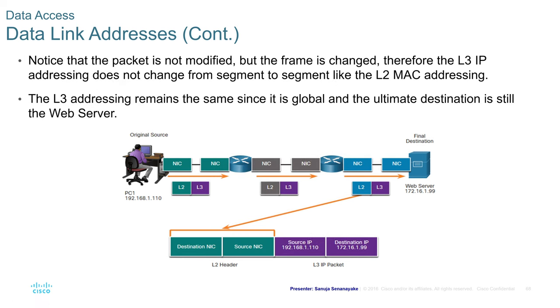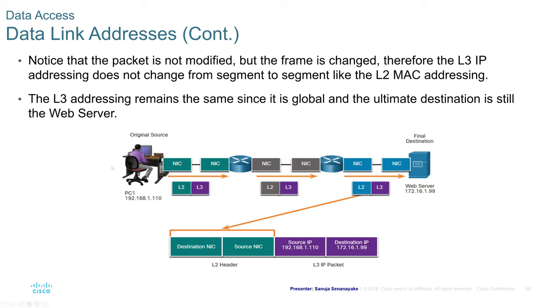Notice that the packet is not modified, but the frame is changed. Therefore, the layer 3 IP addressing does not change from segment to segment like the layer 2 MAC addressing. The layer 3 addressing remains the same since it is a global address and the ultimate destination is still the web server.